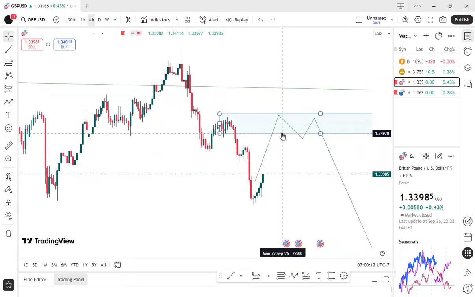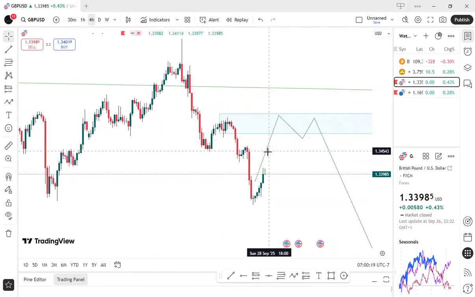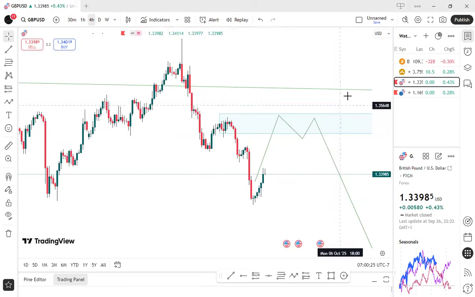So this is where we're expecting a drop on GBP USD. GBP USD price will be dropping here, telling us a selling opportunity is going to happen on GBP. So prepare for next week. We're going to be selling, selling, and selling.